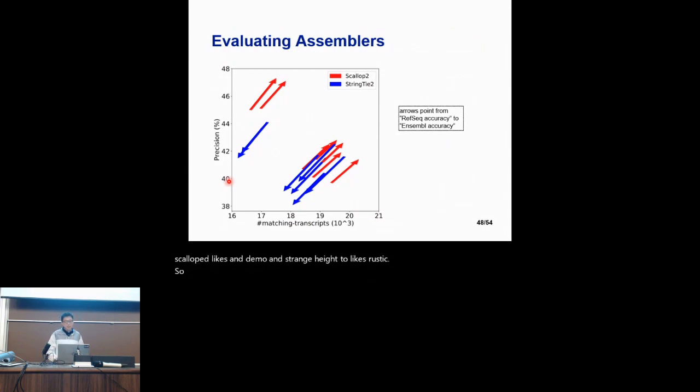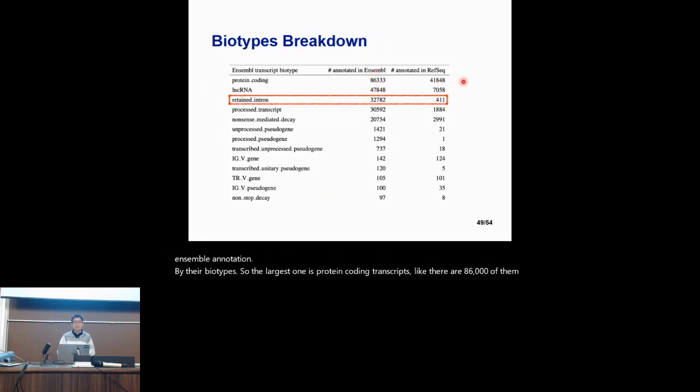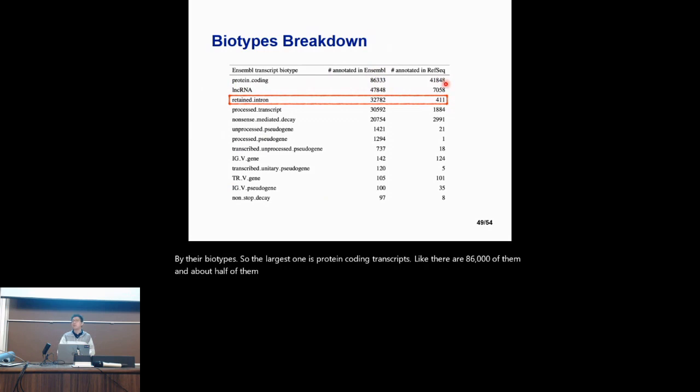So why is that? We investigated and we figured that out. This shows the breakdown of the Ensembl annotation by their biotypes. The largest one is protein-coding transcripts, and there are 86,000 of them, and about half of them are annotated in RefSeq.